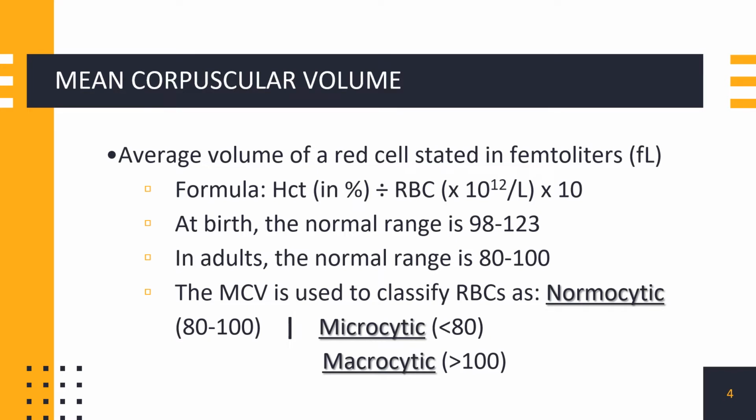At birth, the normal range is from 98 to 123 femtoliters. In adults, the normal range is about 80 to 100 femtoliters. The MCV is used to classify RBCs as whether normocytic, microcytic, or macrocytic, depending on the value. If the value would range from 80 to 100, then it is considered normocytic. If it's less than 80, it is microcytic, and if it's above 100, it is considered macrocytic.